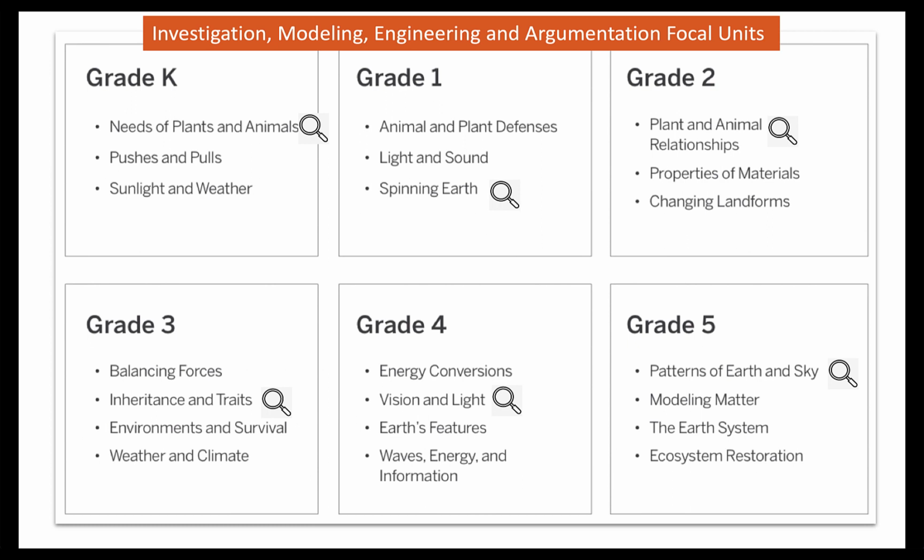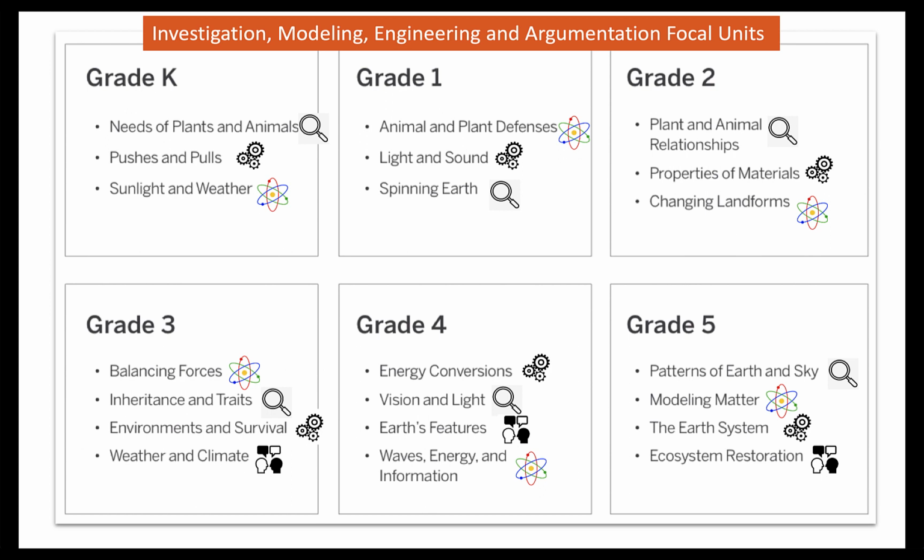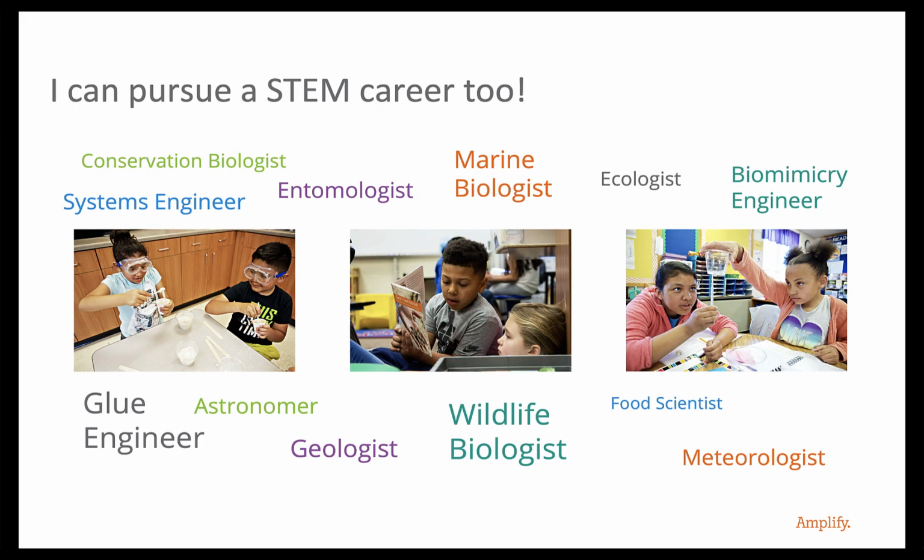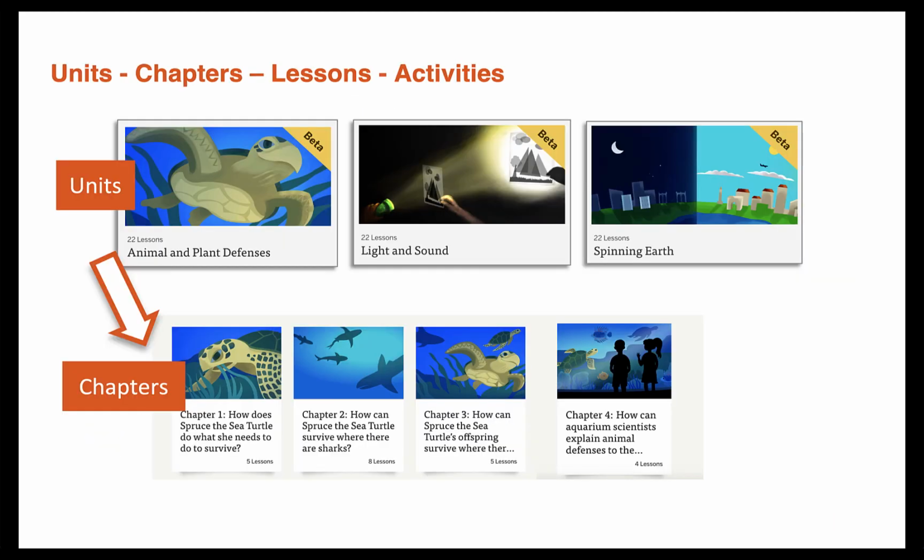Modeling, we have modeling units, such as our sea turtle, building models in that particular unit. Engineering units, our kindergartners get to be pinball machine engineers in grade K, where they're looking at pushes and pulls. And then you saw in the Earth System in grade 5 something more advanced as water resource engineers. And then finally in grades 3, 4, and 5, we have what's called argumentation units, where students are collecting evidence and they're sharing it out in these town hall discussions that really drive home their depth of understanding. And so students can realize they can pursue all these amazing STEM careers, from food science to conservation biologist to even a glue engineer.